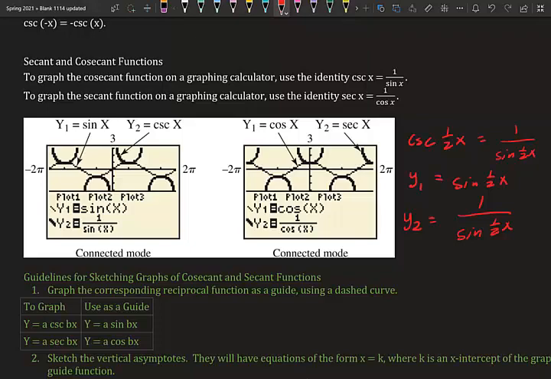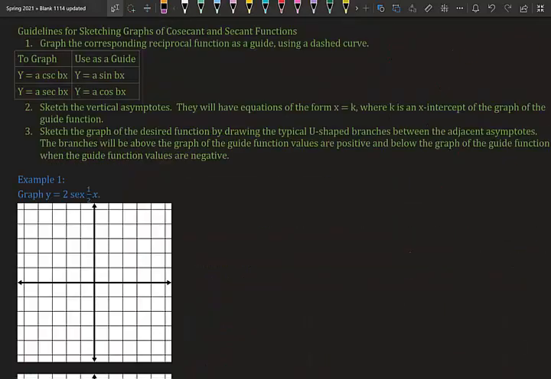But how do we graph it by hand? Sketching graphs of cosecant and secant functions. Graph the corresponding reciprocal function as a guide using a dashed curve. So the first thing we're going to do is graph the reciprocal using dotted or dashed lines. If you want to graph cosecant, you need to use sine as a guide. If you want to graph secant, you need to use cosine as a guide.